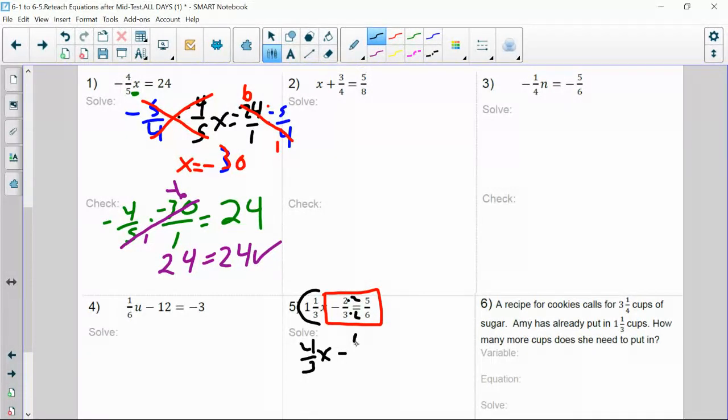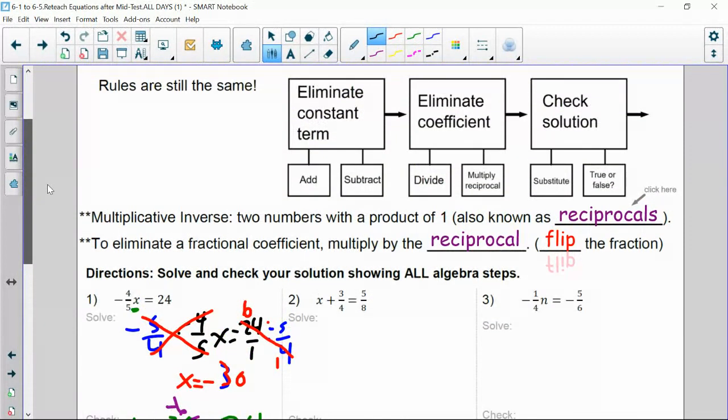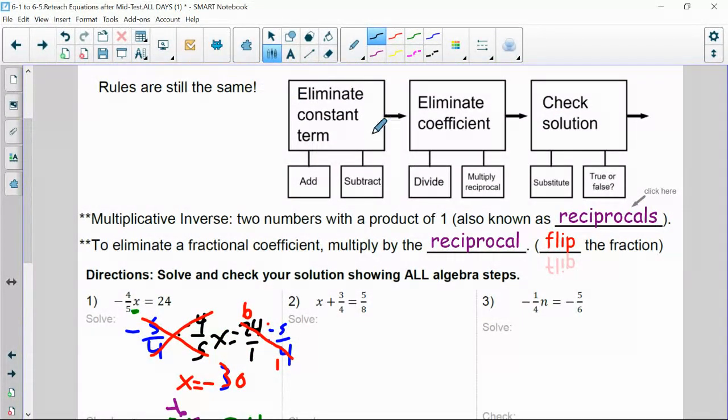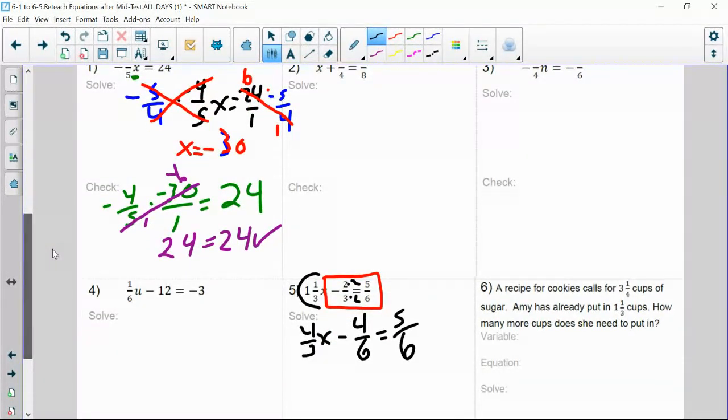Okay, that will give me a 4/6. Now notice that gives me common denominators that I need. Okay, now I can look at my flow chart. First, get rid of the constant term. If there's addition, subtract. If there's subtraction, add. Well, I have subtraction, so I need to add my 4/6 to both sides.